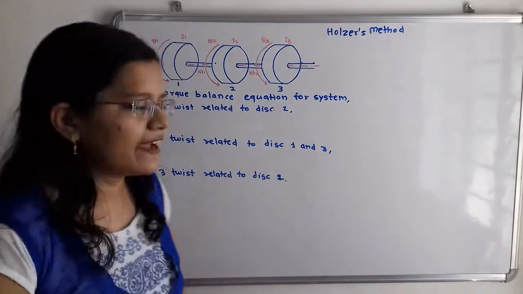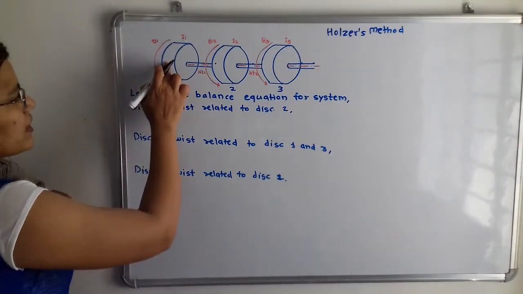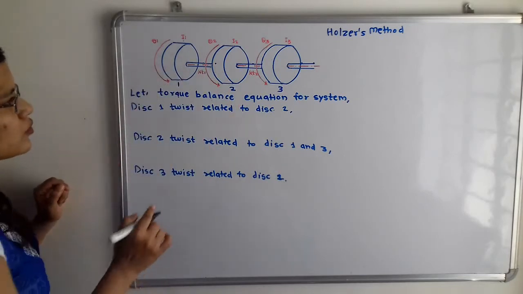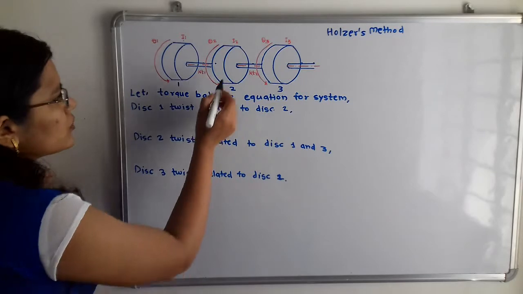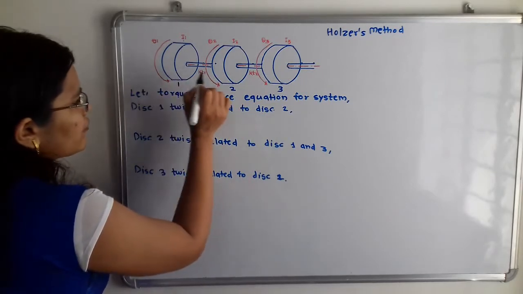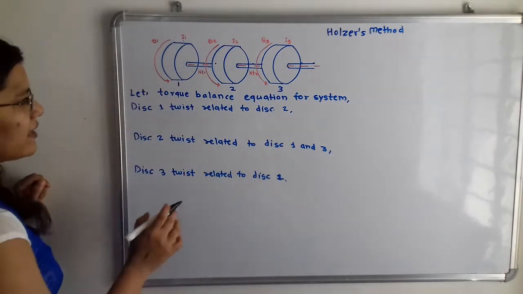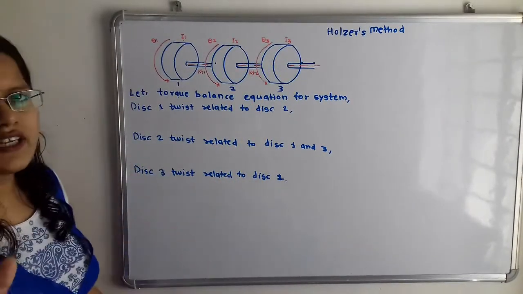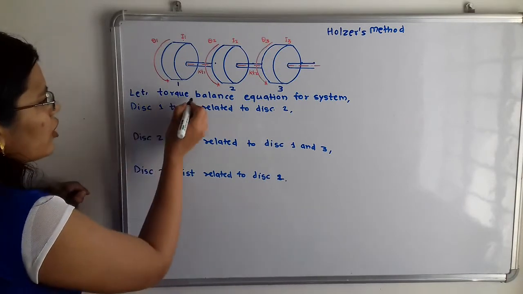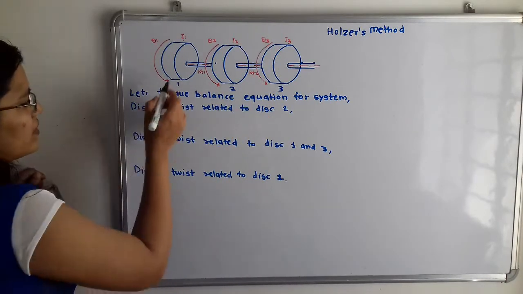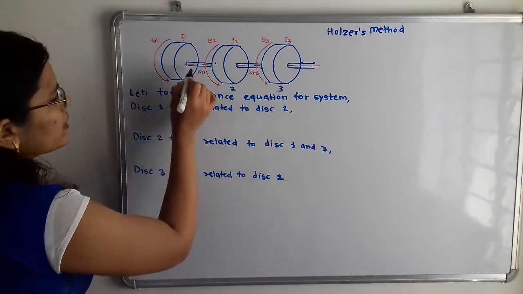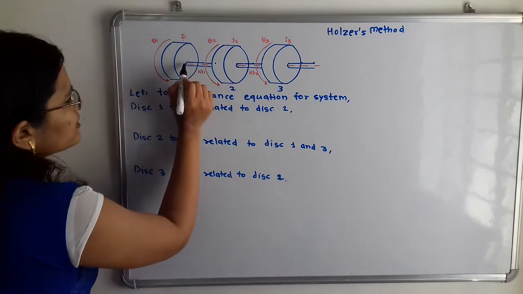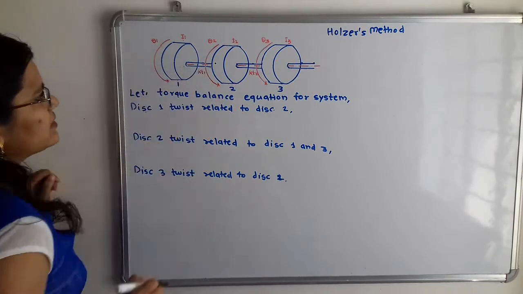So let us observe the diagram. Disc 1 is in contact with disc 2, that is, disc 1 twists relative to disc 2. Disc 2 is in contact with disc 1 as well as disc 3, and disc 3 is in contact with disc 2. Now let us first find the torque balance equation for disc number 1. Disc 1 twists relative to disc 2. Here are disc 1 and disc 2, attached to the shaft having stiffness KT1.